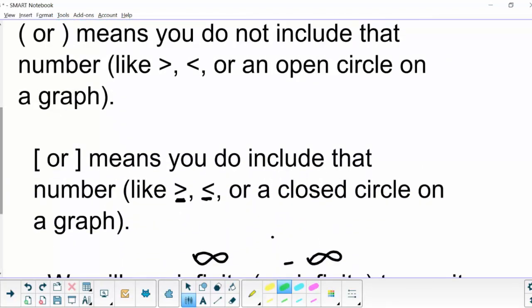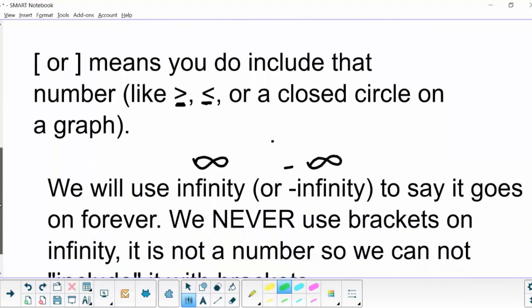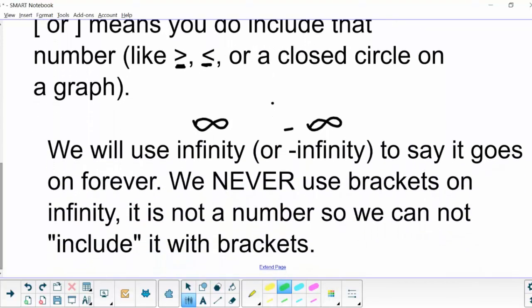Now, if it shoots off forever in one direction, whether it be positive infinity or negative infinity, we use the infinity symbol. So we never use brackets on infinity. Whenever we write infinity, it should only have a parenthesis by it, because we can't include infinity. It's not really a number. It's forever.